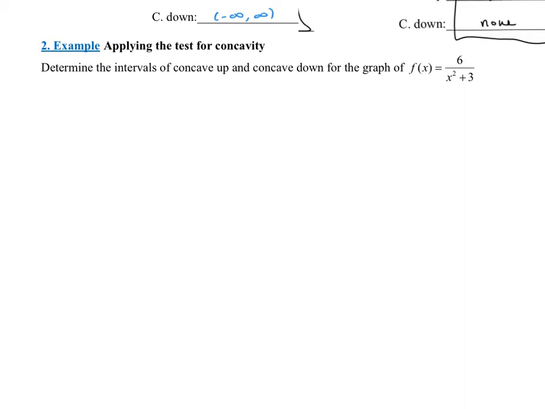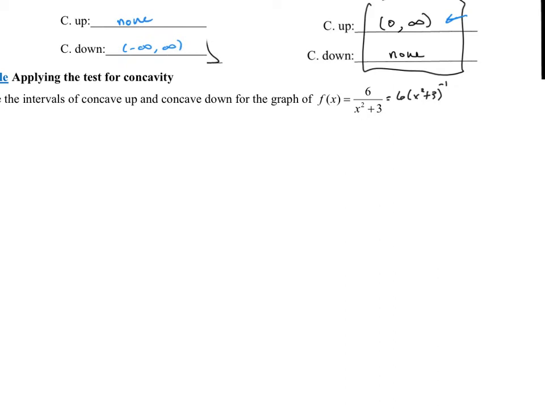All right, again, so the idea is we want to find intervals of concavity. To find intervals of concavity, the first thing we need to do is find the first derivative. I am going to note here that the numerator of this function is a constant. So what I'm going to do is look at this original function as 6 times x squared plus 3 in parentheses raised to the negative first power. That way I don't have to use the quotient rule when finding the first derivative of this function.